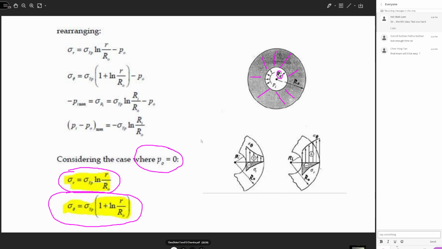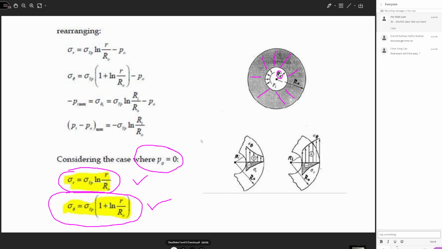Here, sigma yp is the plastic yield stress. R is where inside the cylinder you're calculating the radial stress and tangential stress. So these two formulas are important. These are the nonlinear plastic distribution expressions for radial stress and tangential stress.